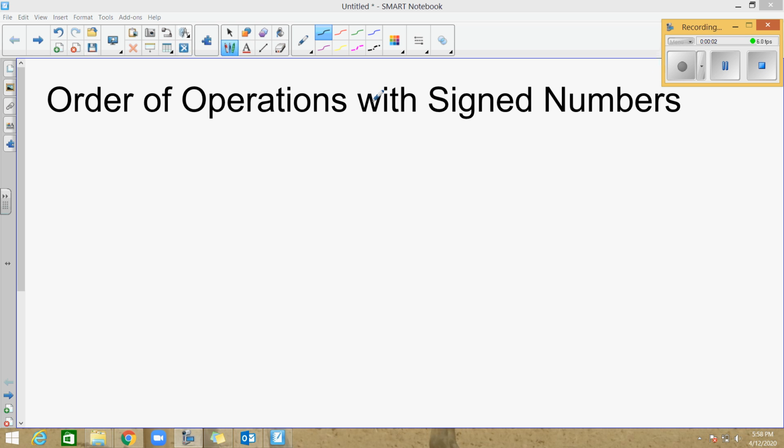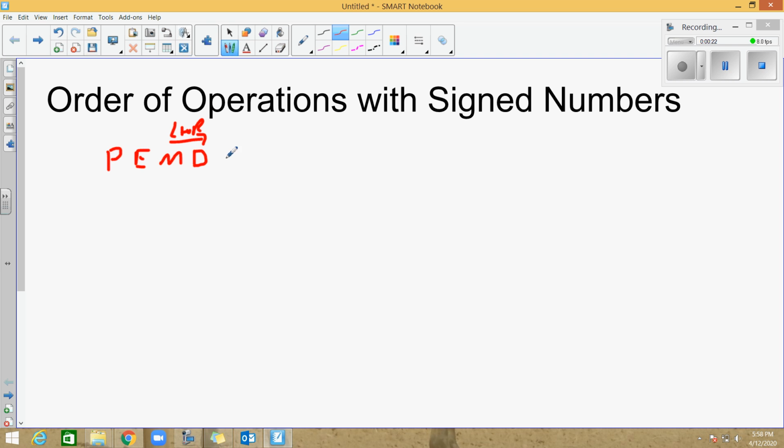Okay, so we talk about order of operations. Now we're combining that with signed numbers. If you recall back, our order of operations: parentheses, exponents, multiplication, division as you get to them, left to right, and then we have addition and subtraction.